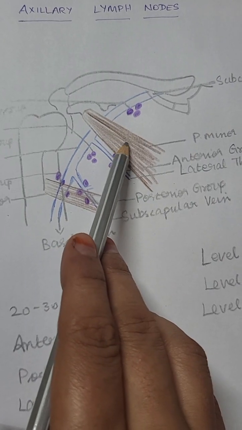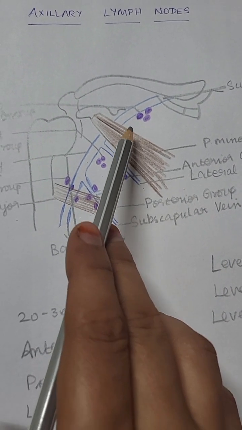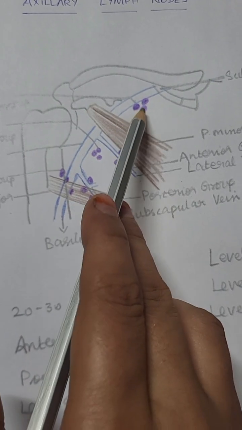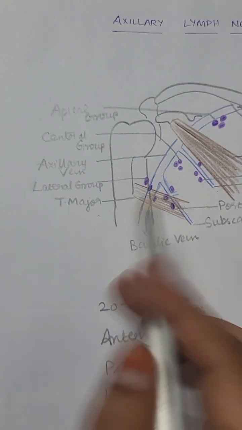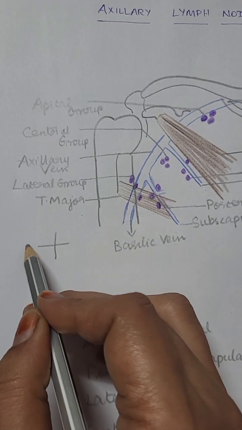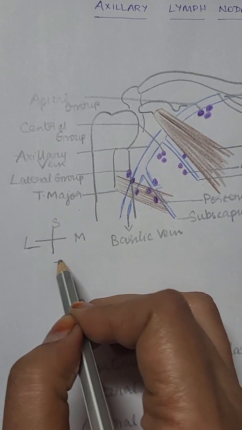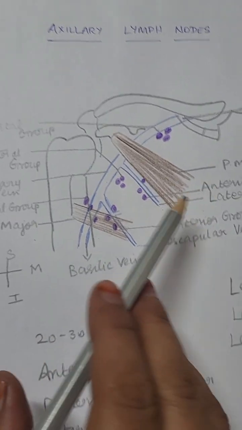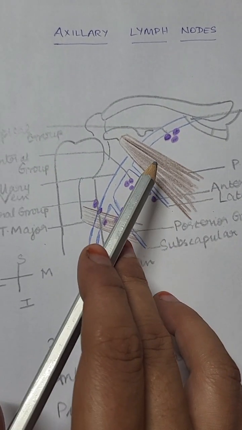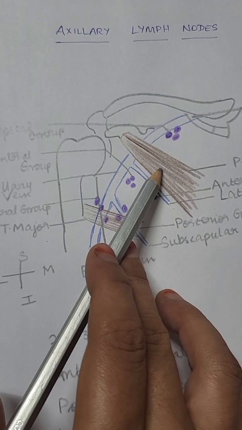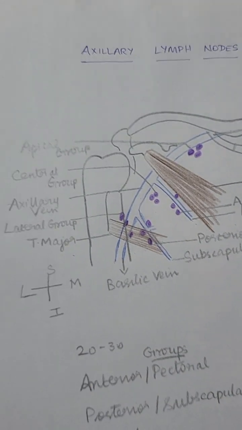Level 2 lymph nodes are situated deep to the pectoralis minor muscle, and level 3 lymph nodes are medial to the upper border of pectoralis minor muscle. If you put the direction, this one is lateral, this is medial, this is superior, and this one is inferior. So level 1 is lateral to the lower border of pectoralis minor, level 2 deep to pectoralis minor, level 3 medial to the upper border of pectoralis minor.